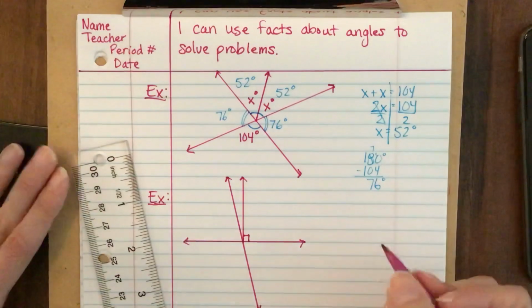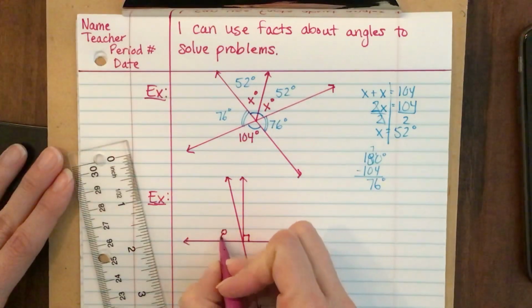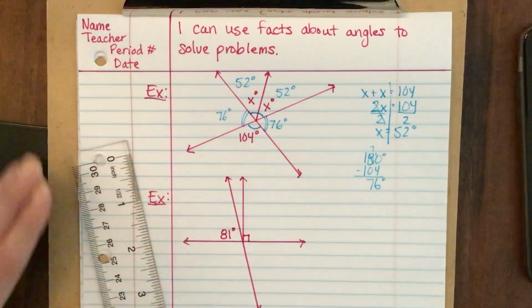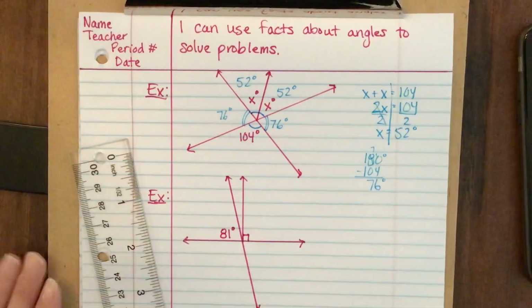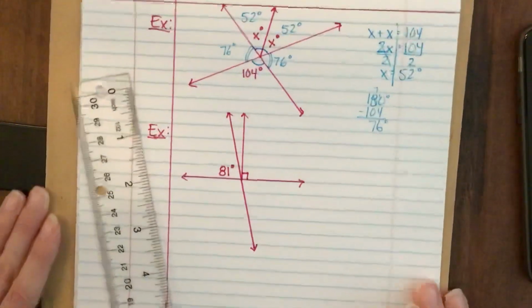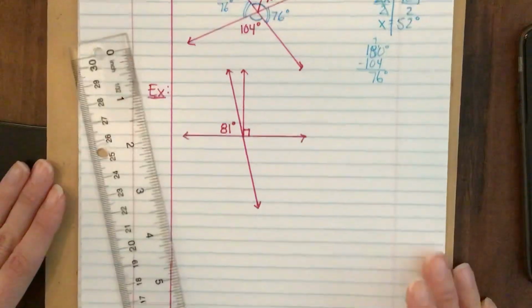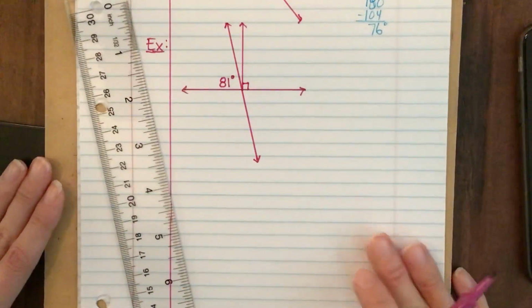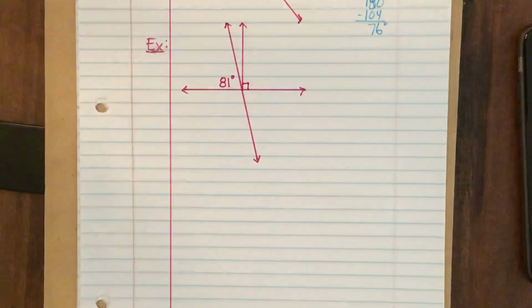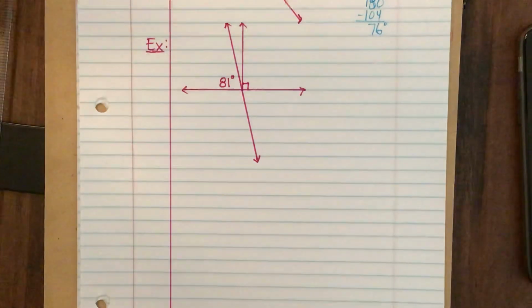All right, and we're going to also know that this angle is 81 degrees. I know it doesn't seem like it, but we do have enough information to find the measures of all the angles. So if you'd like, go ahead and pause it, see if you can figure out the measure of all these angles, and then start it again. The rest of us, let's go ahead and get started.